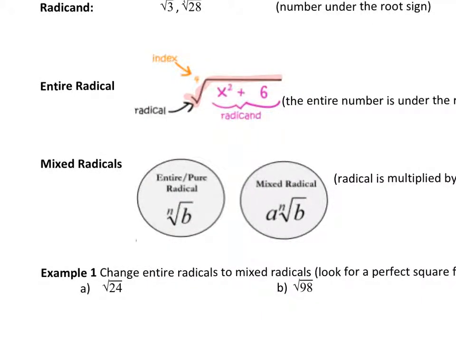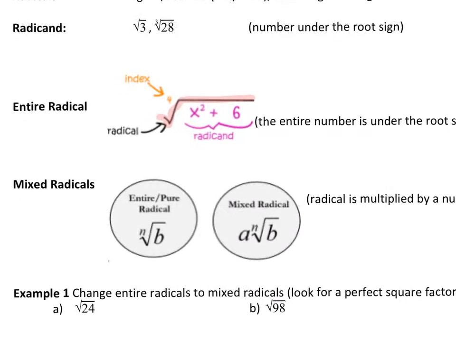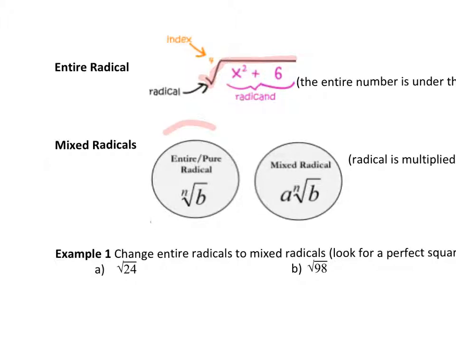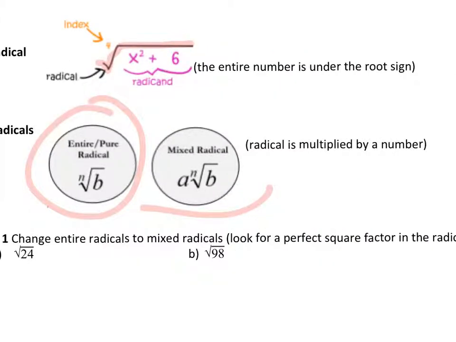And a pure radical has everything underneath the radical sign. Like we have here. A mixed radical has some of the radical under the radical sign and some of the number outside the radical sign, or the radical is multiplied by a number. So we can take an entire radical and change it to a mixed radical as long as there is a perfect square or a perfect root that you were looking for underneath the radical sign.